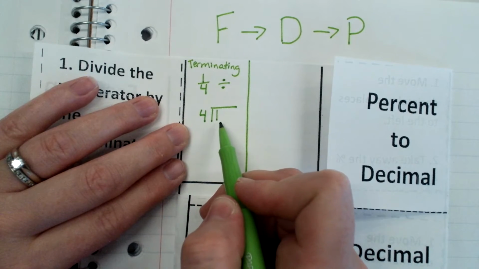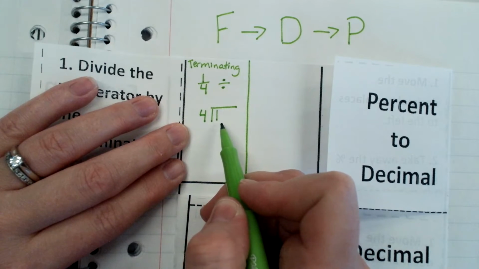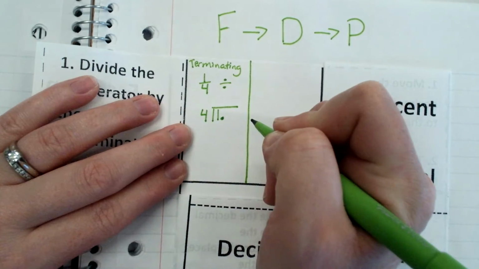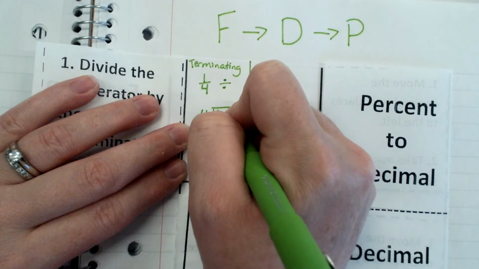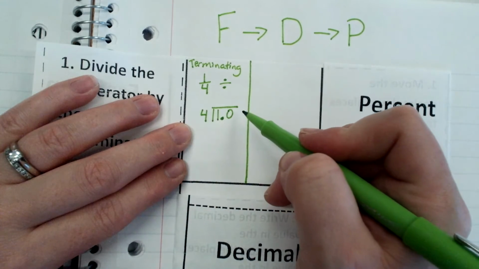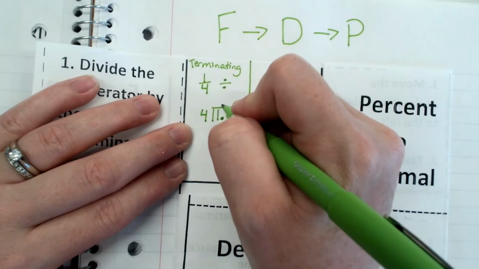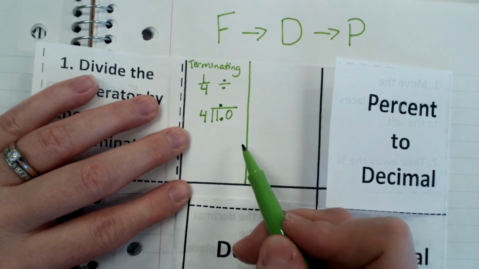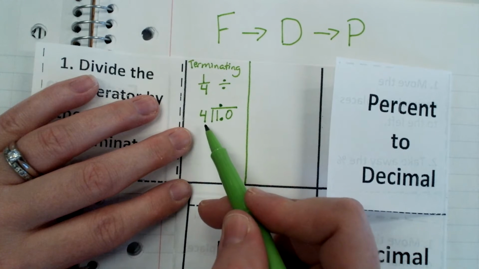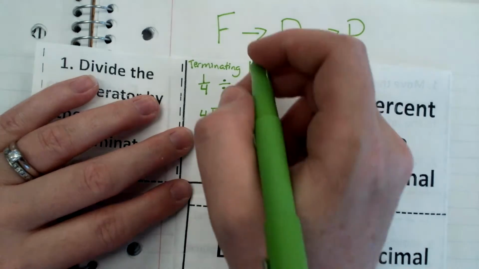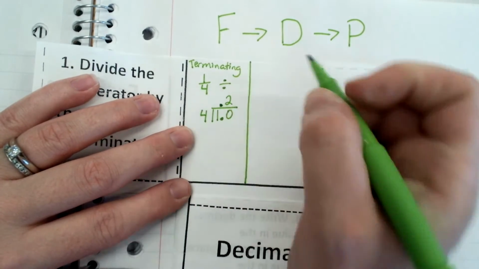Now, can 1 go into 4? It can't, can it? So I have to add a decimal point right here past the 1 and then a 0 behind it. And then this decimal right here, I'm going to move and put up on top of my house in the same spot. I'm going to hold that place value. So now I can do 4 goes into 10. So how many times does 4 go into 10 without going over? So that would be 2 times, right?